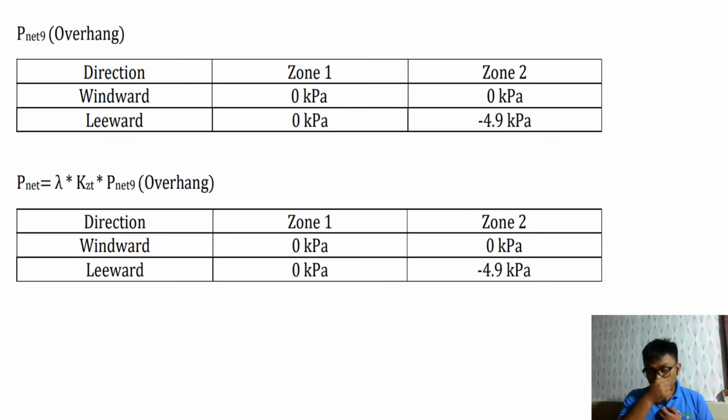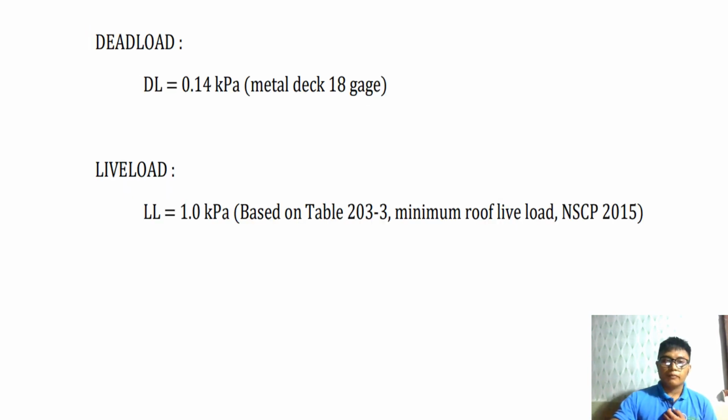So next is the PNet 9 and the PNet for the overhang purlin. The only pressure here is the leeward pressure, which is negative 4.9 kilopascal. And also by calculating the PNet, which is the lambda 1.0 times KZT 1.0 times the PNet 9, this gives us the leeward pressure on zone 2, still negative 4.9 kilopascal.